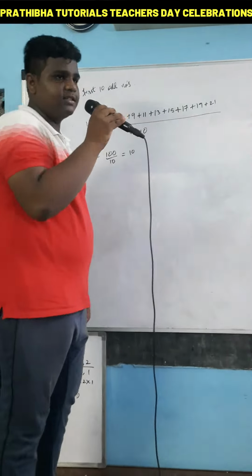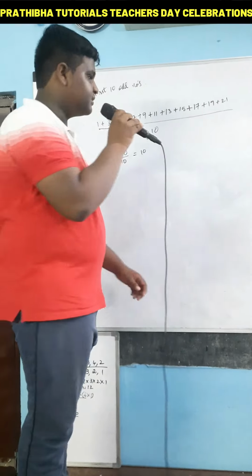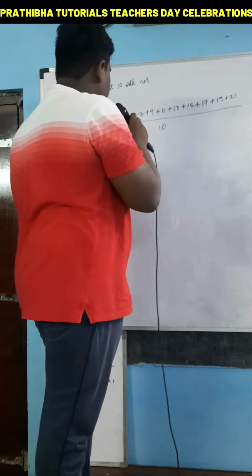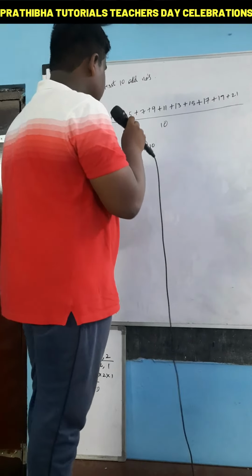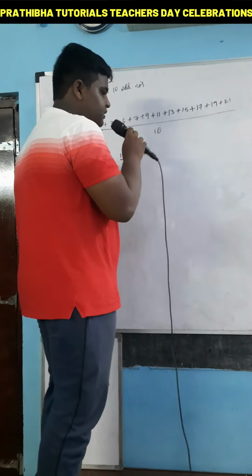Then the sum of odd numbers is equal to 1 plus 3 plus 5 plus 7 plus 9 plus so on. The formula is equal to sum of observations by number of observations. Sum of the first n odd numbers is equal to 100 and the number of observations is equal to 10. So 100 by 10 is equal to 10.